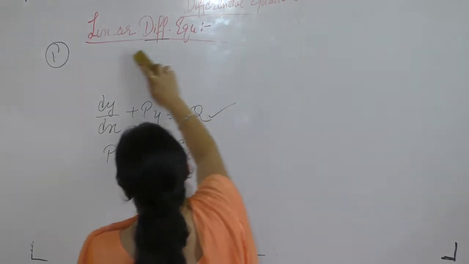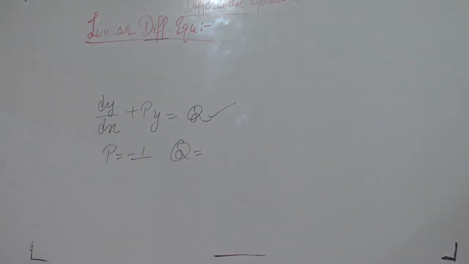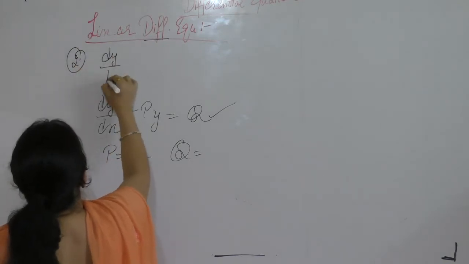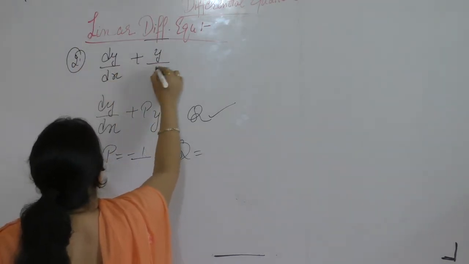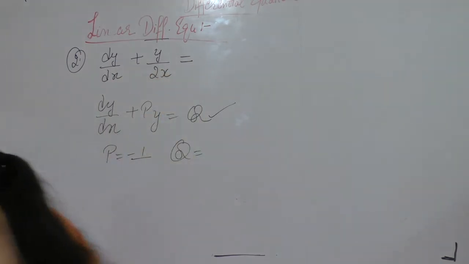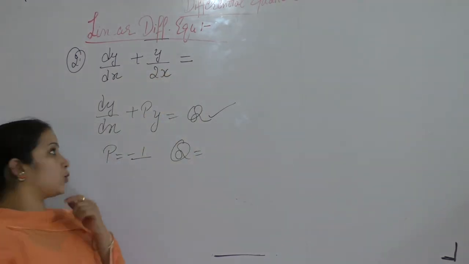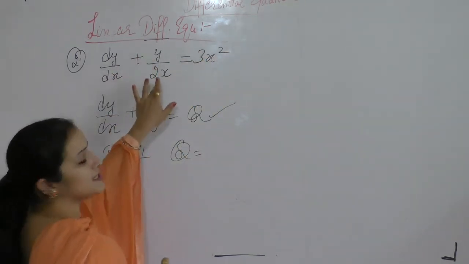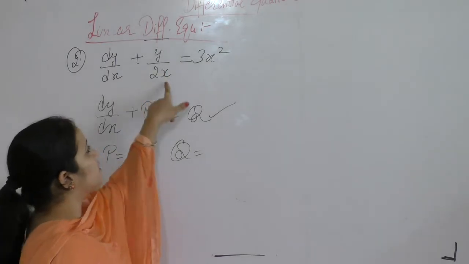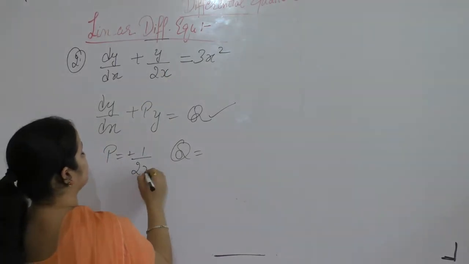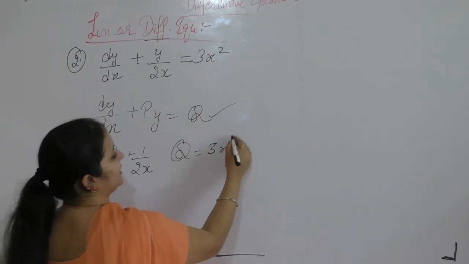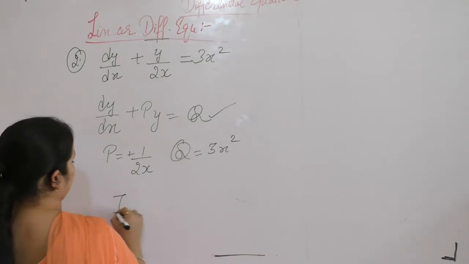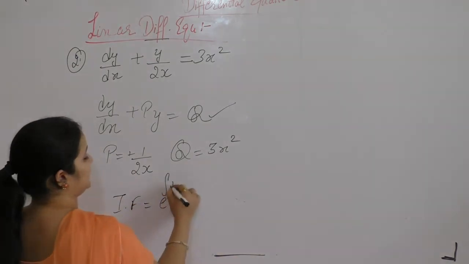Now the next one is question number 2. Solve the differential equation dy upon dx plus y upon 2x is equal to 3x square. Now p is equal to 1 upon 2x, q is equal to 3x square. First we have to find the integrating factor. Integrating factor is equal to e to the power integral of p dx.